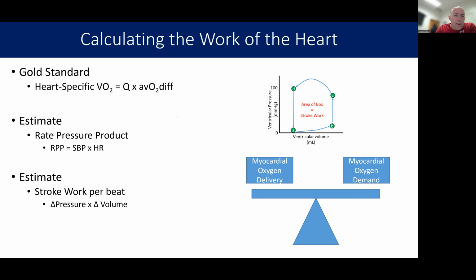Other studies have found that you can kind of estimate the energy expenditure of the heart by calculating the systolic blood pressure times the heart rate. This is often called the rate pressure product, or sometimes referred to as the double product. This is a good way to estimate the work of the heart, the VO2 of the heart.